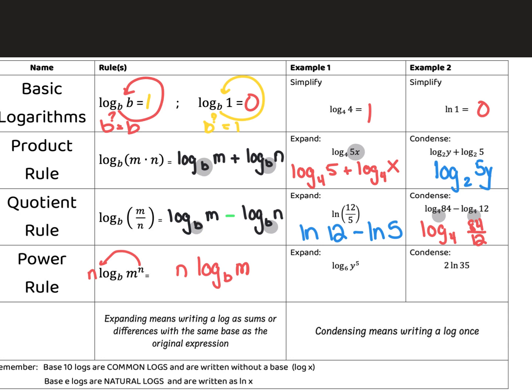The power rule, I'm going to bring this 5 out front, so 5 times log base 6 of y. Going the other direction to condense it into 1, I have 2 times the natural log of 35. I'm going to make this the ln of 35 squared.